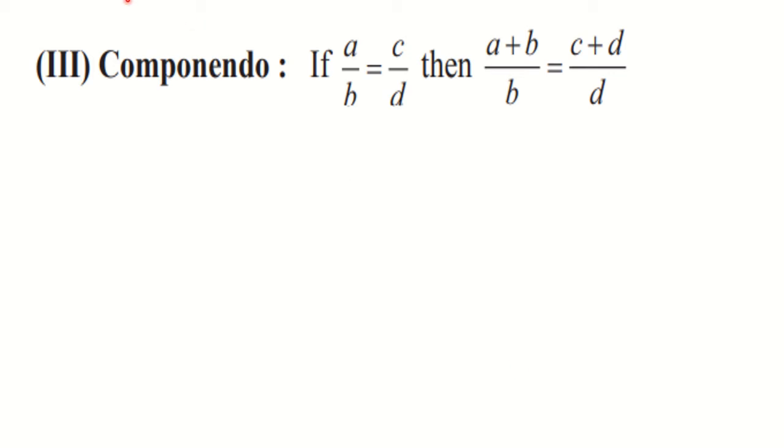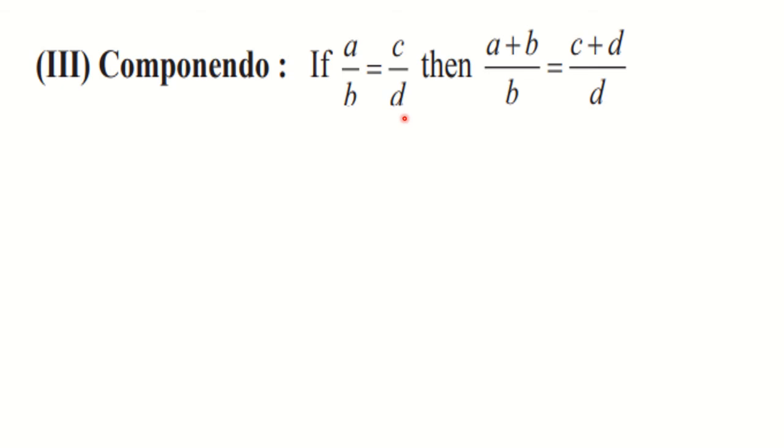Then the third property, componendo. To combine means what? To add. So here the word comes for adding. So if two ratios are given, A upon B is equal to C upon D, then we can write it as A plus B upon B is same as C plus D upon D. That means we are adding the denominator to the numerator, but the denominator we are keeping as it is. But the important thing is that whatever operation we are doing on the left hand side, the same operation should be done on the right hand side, because it's an equation.